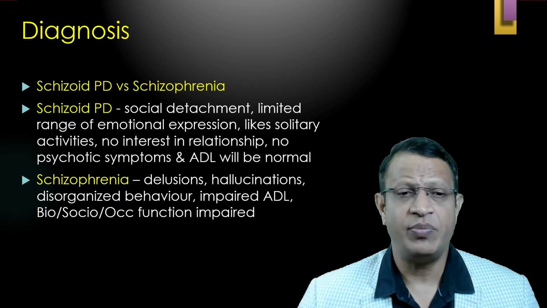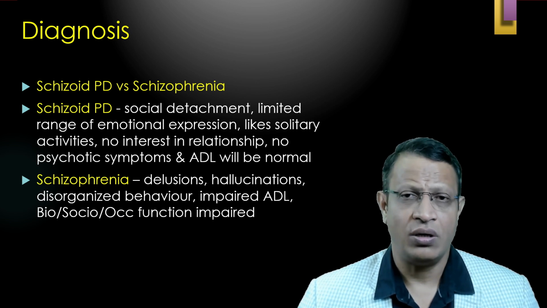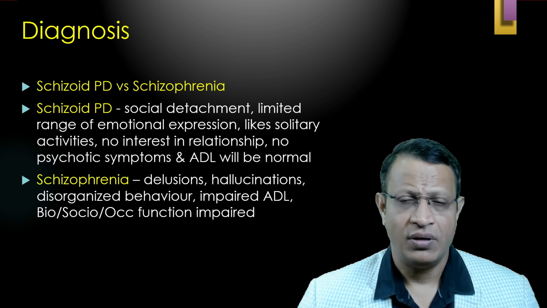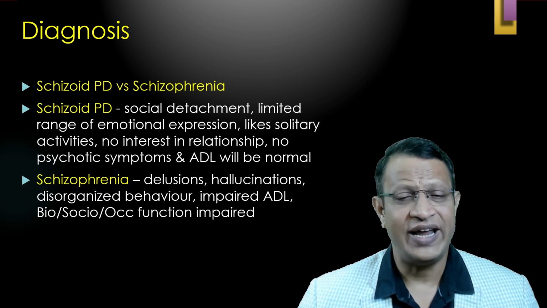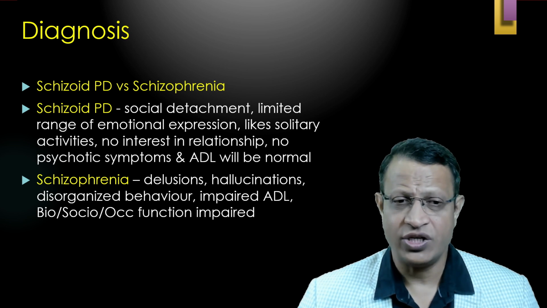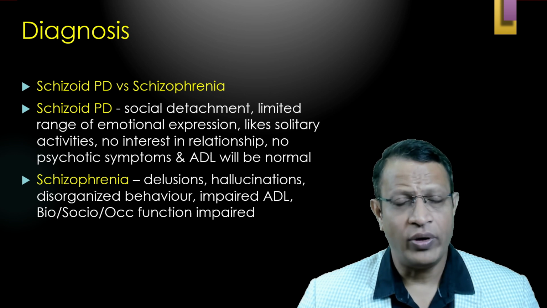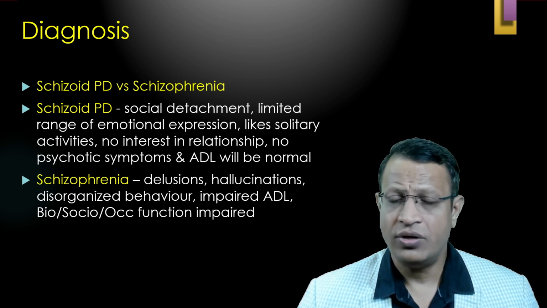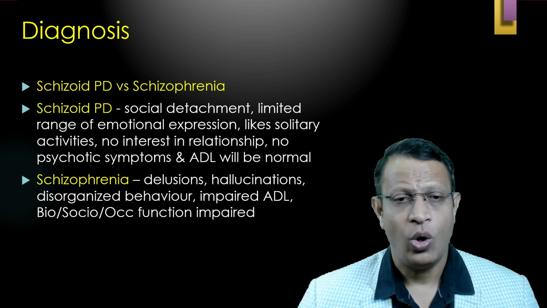Now let's differentiate between schizoid personality disorder and schizophrenia. Again, schizoid personality disorder is an enduring pattern of traits where you can see social detachment, limited range of emotional expression, preference for solitary activities, no interest in relationships or sexual activity, and no psychotic symptoms. However, activities of daily living will be normal. If you look at schizophrenia, they will have delusions, hallucinations, disorganized behavior, impaired activities of daily living, and biopsychosocial and occupational function will be impaired.